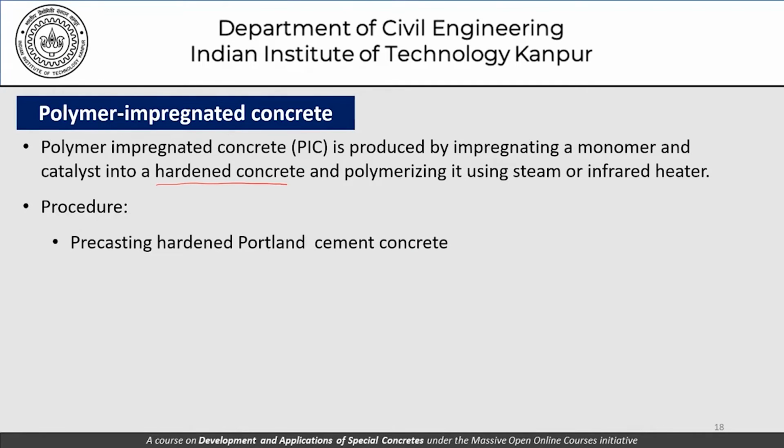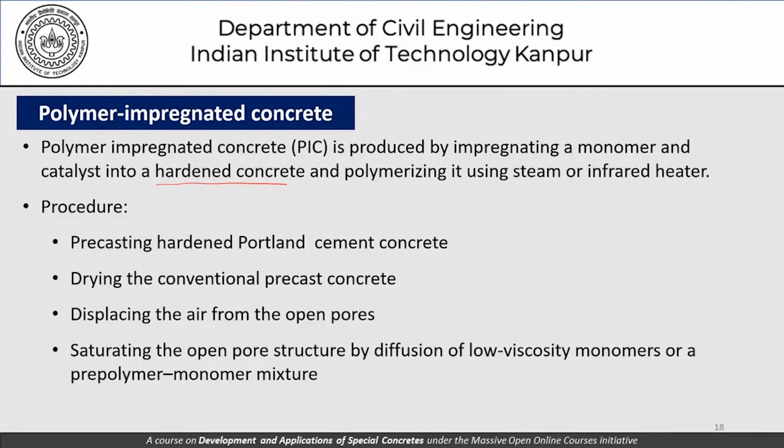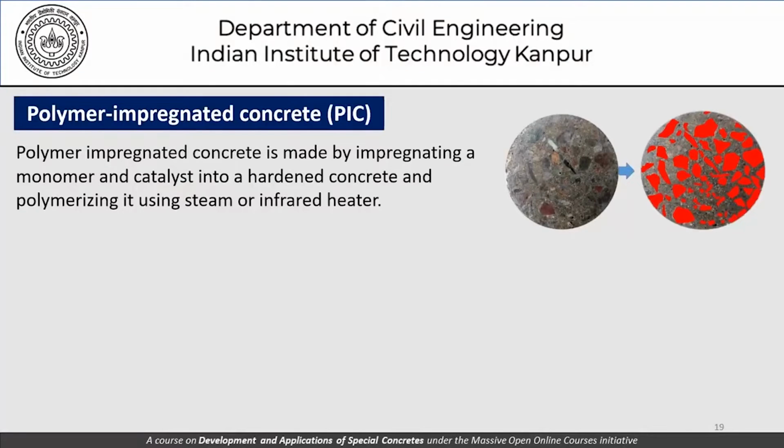The procedure basically is precasting hardened Portland cement concrete, that is, have a normal Portland cement concrete which is available to you, dry that conventional concrete, displace the air from the open pores to facilitate the movement of polymers into those pores, saturating the open pore structure by diffusing low viscosity monomers or a pre-polymer monomer mixture, and in situ polymerization with heating. So basically, to make the picture slightly clearer, polymer impregnated concrete is made by impregnating monomer and catalyst into a hardened concrete and polymerizing it using steam or infrared heating.